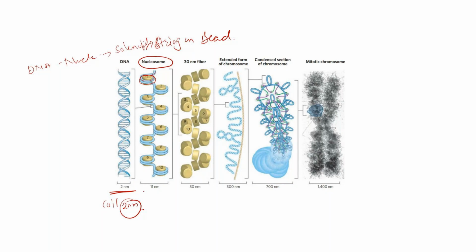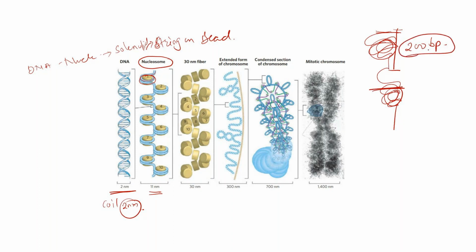So when the DNA is wound on the beads, it forms a nucleosome, and now the diameter increases because it is more compact. So it is now 11 nanometer. One thing we need to understand here: the length of DNA we are winding over one bead is 200 base pair, or the length of DNA from one bead to another is 200 base pair. Among this 200 base pair, 149 base pairs are on the bead, and the remaining base pairs link one bead to another bead.